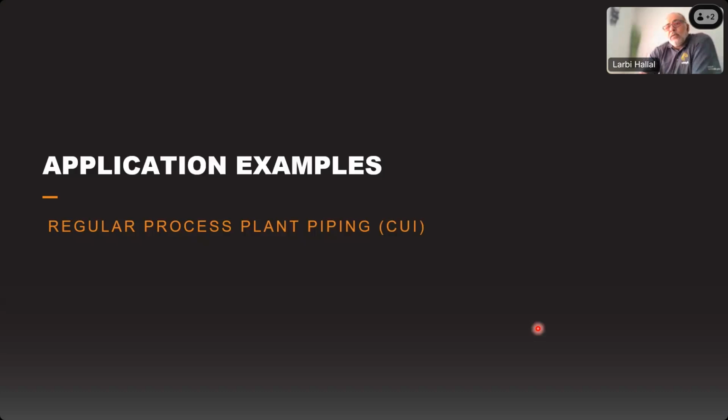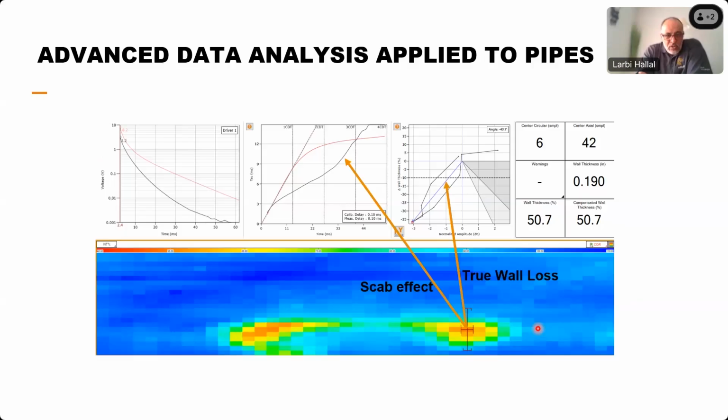Another application example, sorry. So just standard piping in a plant, corrosion under insulation. Here, what we can see is a scab effect. So it's similar to what we have seen in previous slides. Our A-scan has a faster decay, giving us a 50% wall loss, more or less.